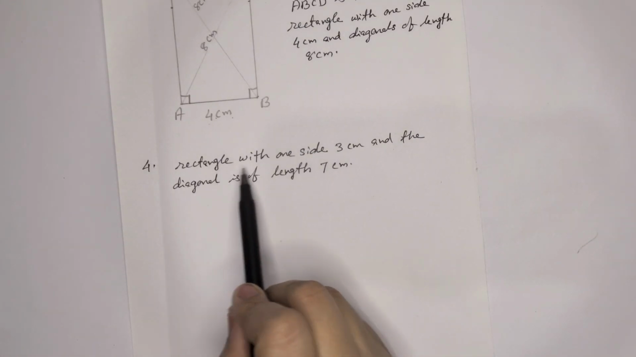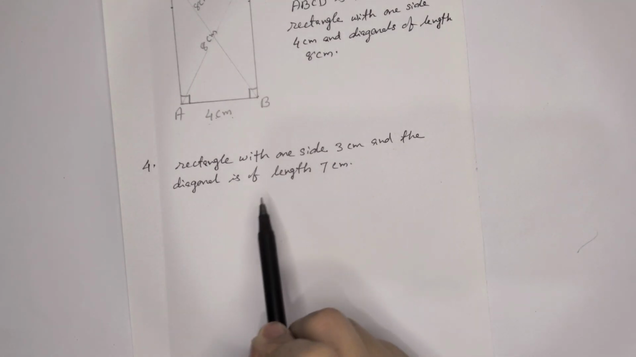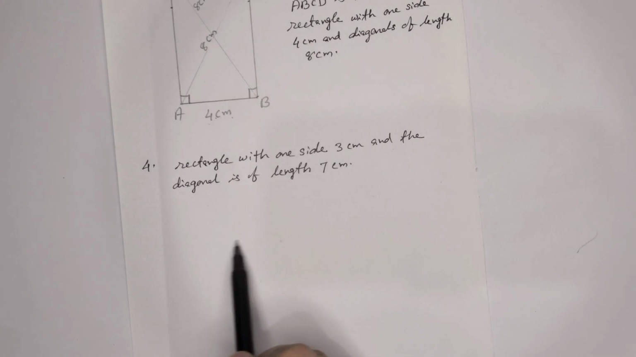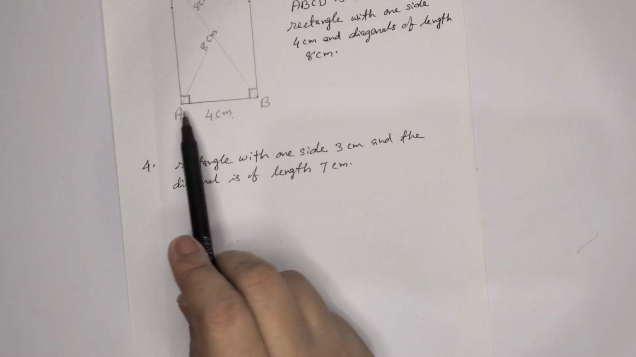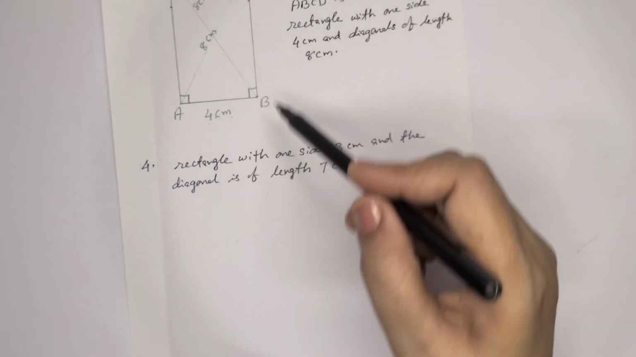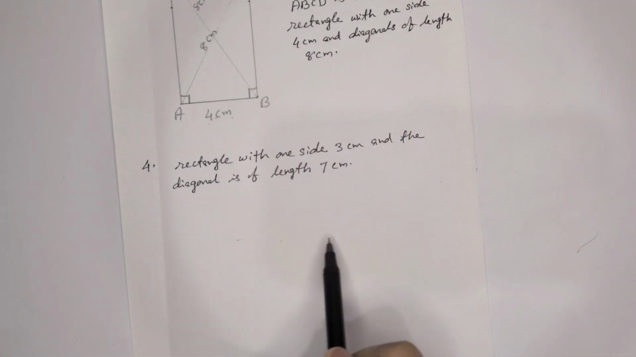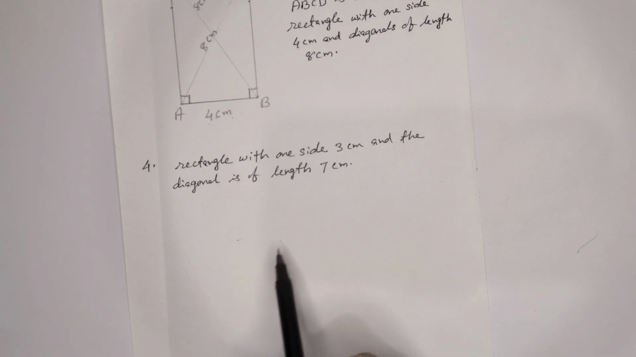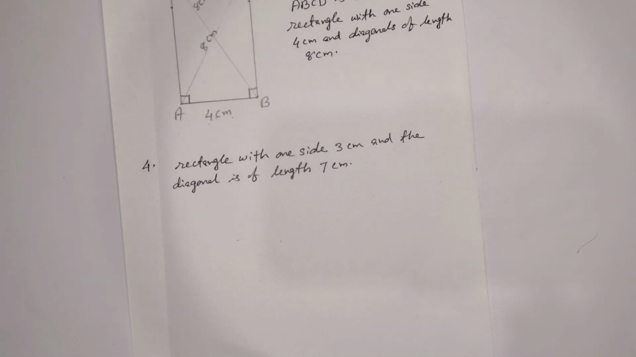Fourth question: rectangle with one side 3 centimeter and the diagonal of length 7 centimeter. Same way, first we draw a line segment of 3 centimeter and mark 90 degree, drawing perpendicular lines. Then 7 centimeter from both the end points of that first line segment we draw the arc and join it. We will get the rectangle.